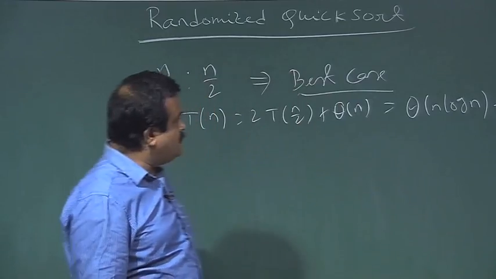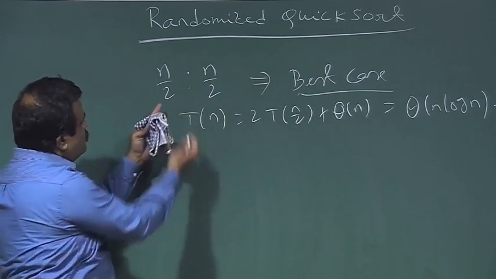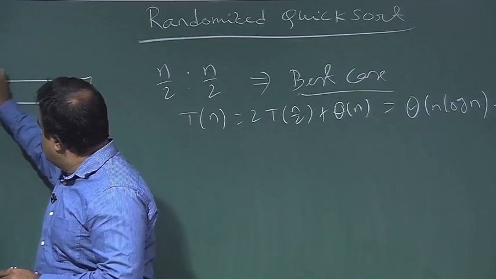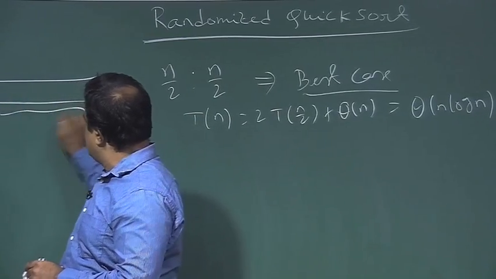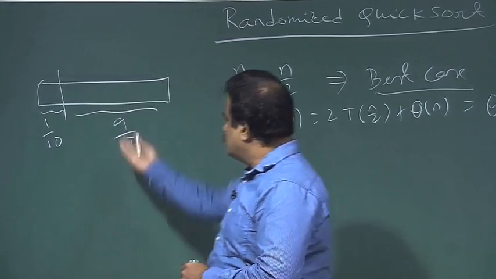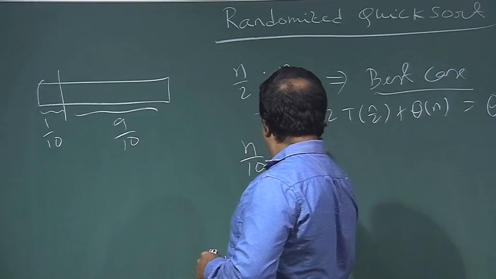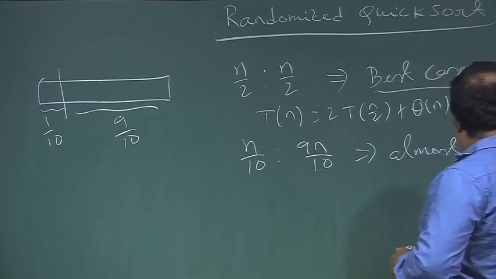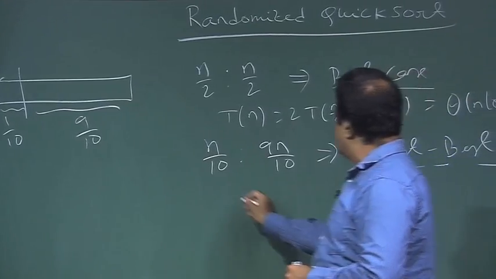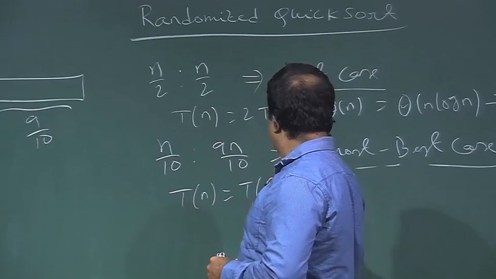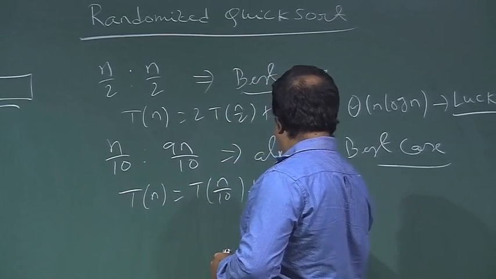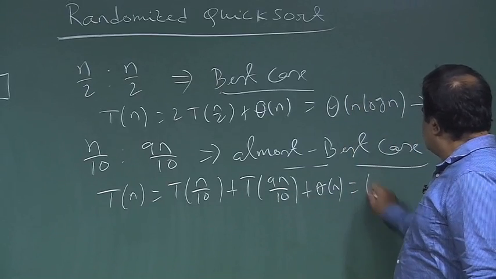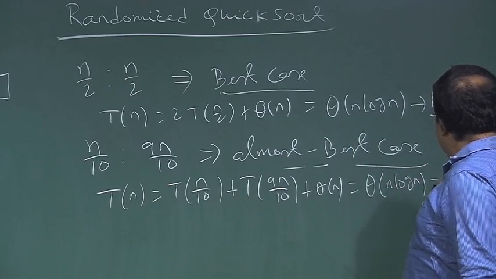And even if this is not n by 2 and n by 2, if we can ensure the partition will put a little fraction over here, say 1 by 10 and 9 by 10, that means the partition is n by 10 and 9n by 10, then this is referred to as the almost best case. Why is this also the best case? Because for this we have seen the recurrence is T(n/10) plus T(9n/10) plus theta of n. This is the recurrence corresponding to this partition, and this will also give us order of n log n. So, this is also the lucky case.